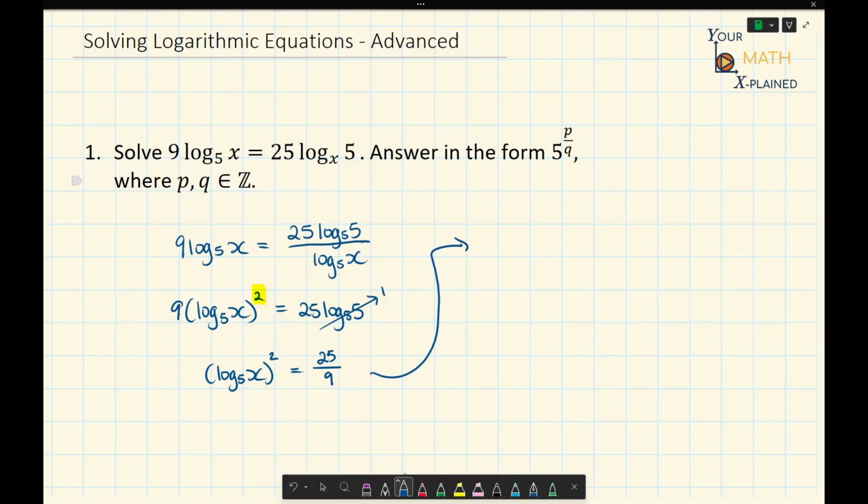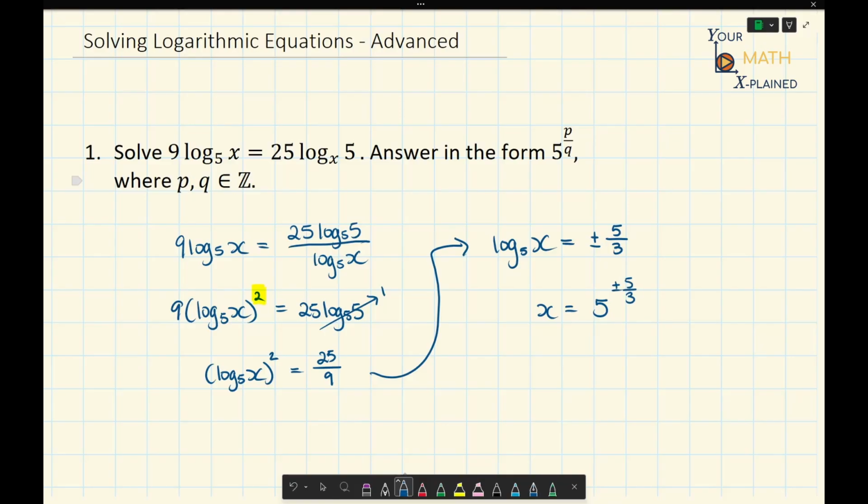So let's continue that over here. Then we get log base 5 of x is equal to, and when we take the square root of the right-hand side, we have to make sure that we write both the positive and negative square root. So we get plus or minus 5 over 3. And now we can go ahead and use the definition of a log to solve for x. So we get x is equal to 5 to the power of plus or minus 5 over 3.